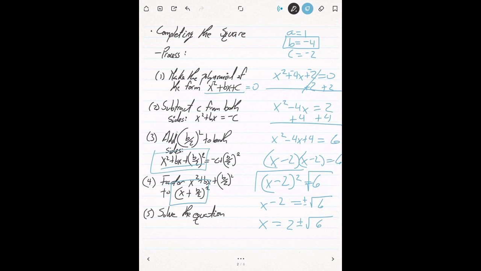6 could be the positive or the negative version. So when I add 2 to both sides, I can either take the square root of 6 and add 2 to it, or I can subtract it from 2. And here is our final answer. These are the two solutions to our problem.